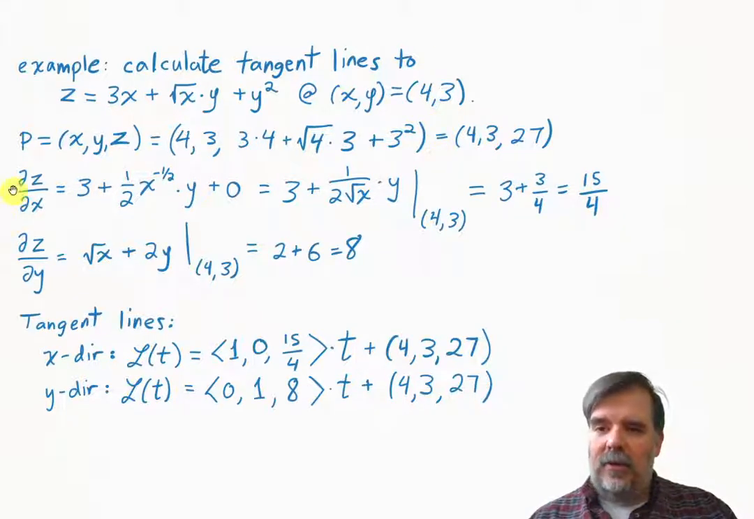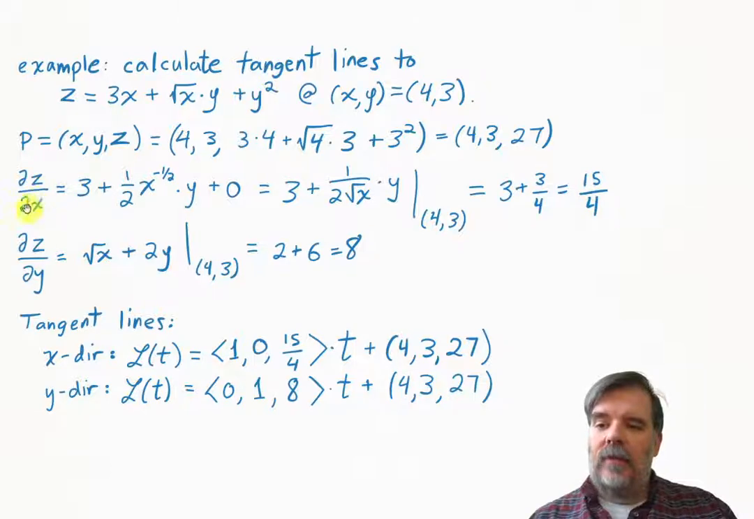Then we need partial derivatives. Let's see, the partial derivative of this function with respect to x, we'll treat x like a variable. The derivative of 3x is 3. The derivative of the square root of x times a constant is equal to, well, we can think of the square root of x as x to the 1/2 power and then apply the power rule. So this derivative is 1/2 x to the negative 1/2 times the constant, y.